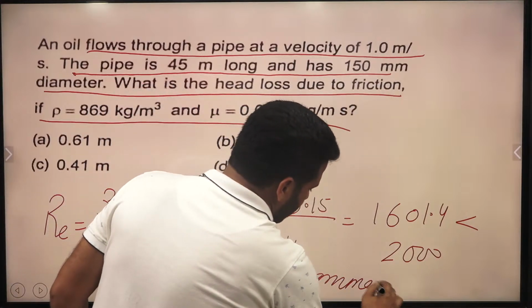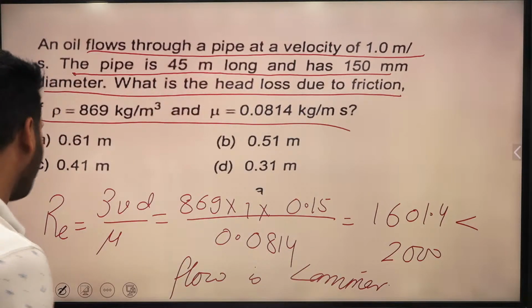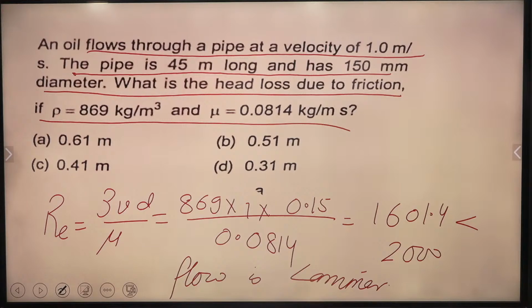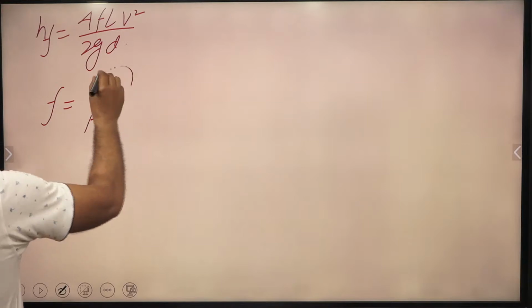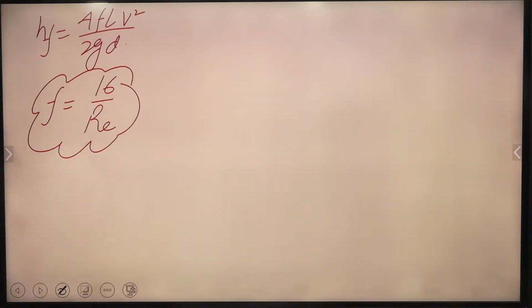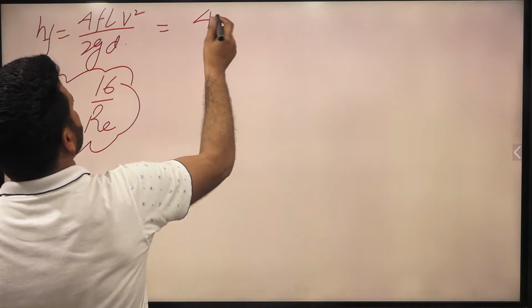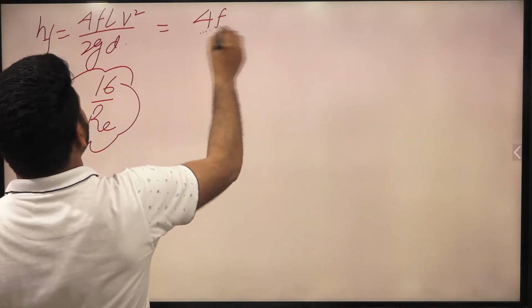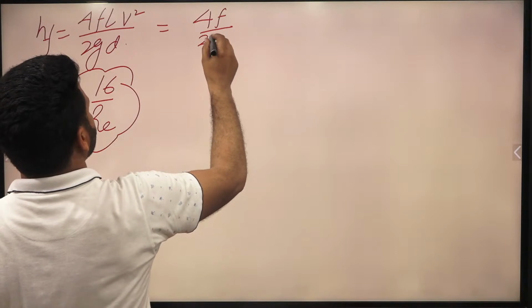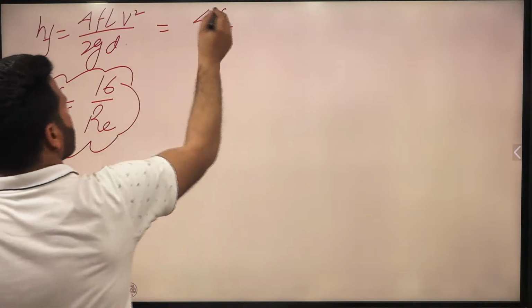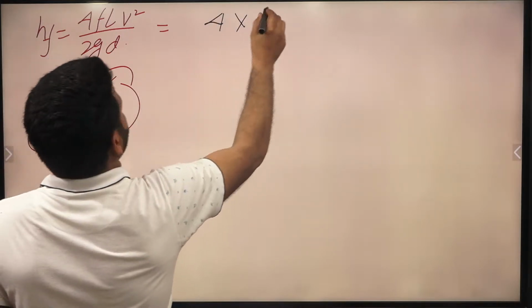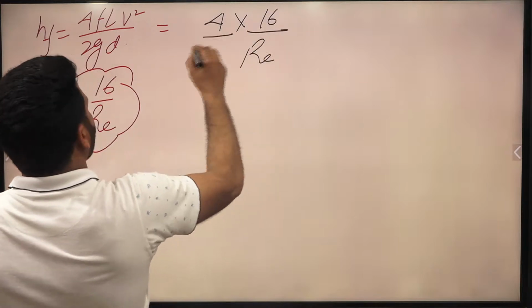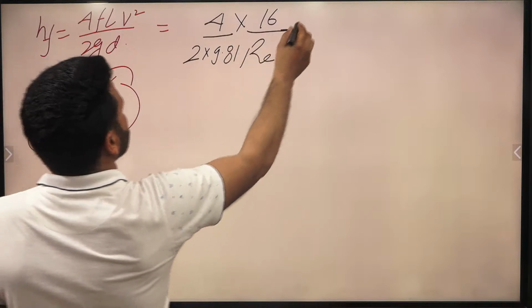And we know very well, if we have laminar flow, then the coefficient of friction and the Reynolds number are related to each other. How? The coefficient of friction F equals 16 upon Re. Then let us put this in 4F upon 2g. I'm just putting the values directly: 4 into, in place of F, 16 upon Re, upon 2 into g, which is 9.81, into V square.